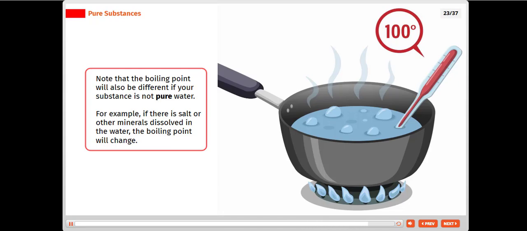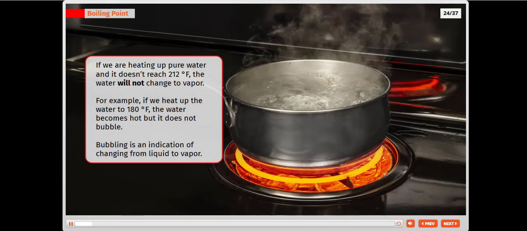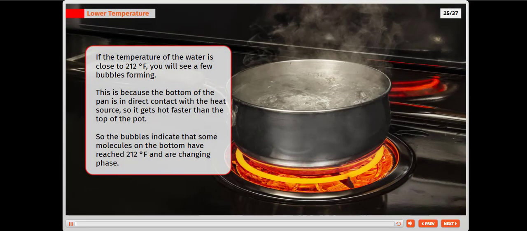If we are heating up pure water and it doesn't reach 212 degrees Fahrenheit, the water will not change to vapor. For example, if we heat up the water to 180 degrees Fahrenheit, the water becomes hot but it does not bubble. Bubbling is an indication of changing from liquid to vapor. If the temperature of the water is close to 212 degrees Fahrenheit, you will see a few bubbles forming. This is because the bottom of the pan is in direct contact with the heat source, so it gets hot faster than the top of the pot. So the bubbles indicate that some molecules on the bottom have reached 212 degrees Fahrenheit and are changing phase.